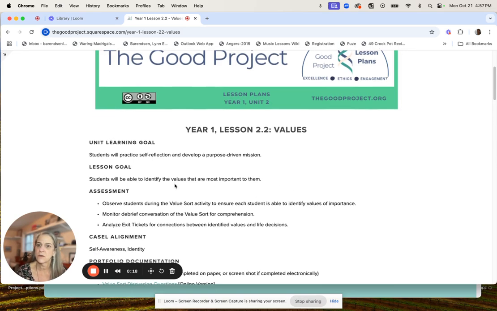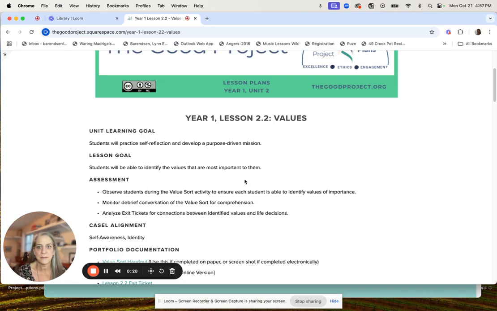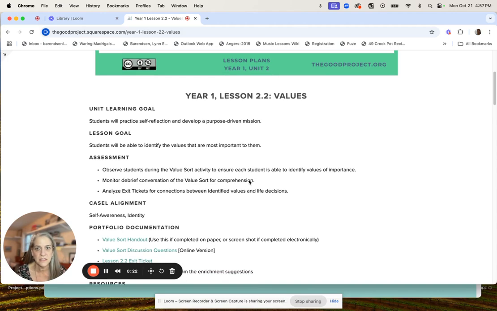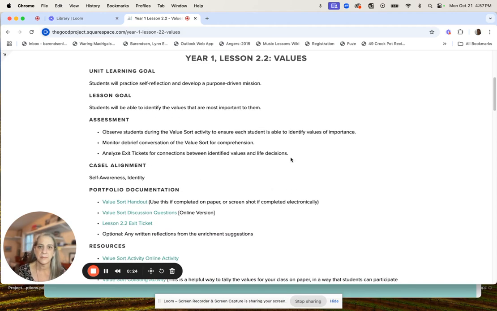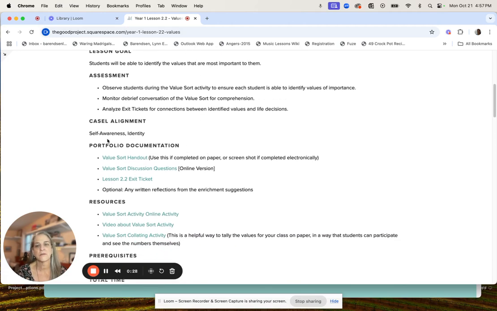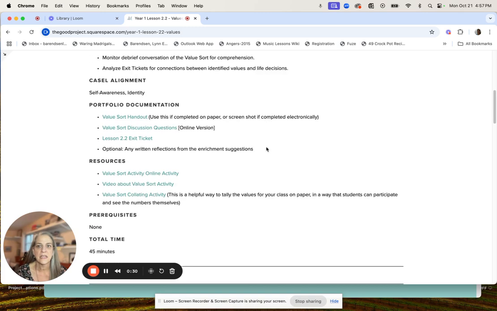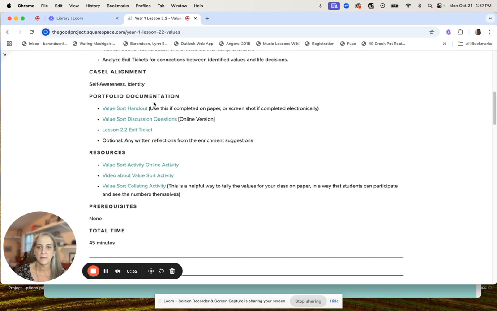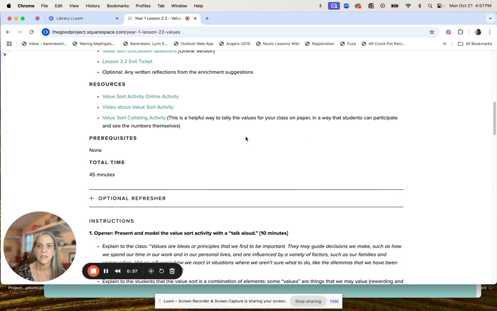So, the lesson goal is for students to be able to identify the values that are most important to them. There are various different types of assessment throughout. As usual, CASEL alignment is around self-awareness and identity. There are a number of elements that will be added to the portfolio at the end, including the value sort handout, and then several resources.